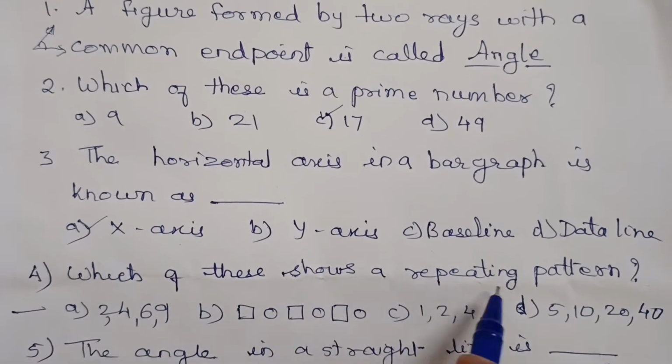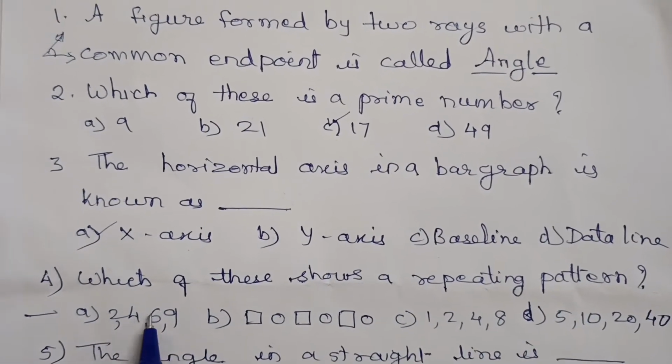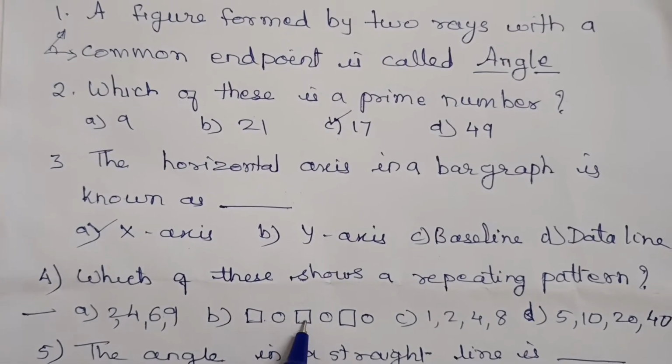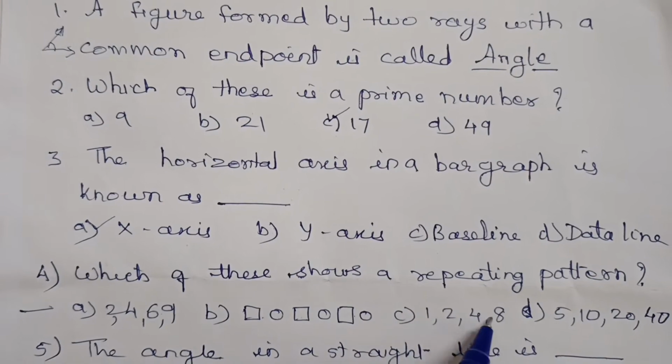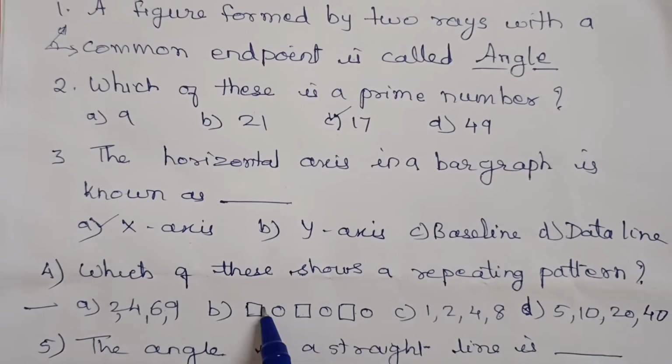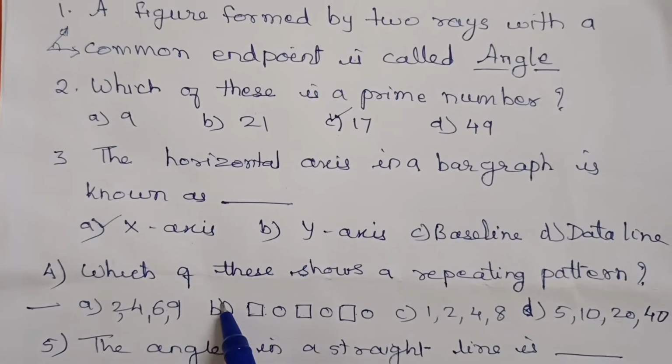Which of these shows a repeating pattern? Here 2, 4, 6, 9. Here square, circle, square, circle, square, circle. Here 1, 2, 3, 4, 8, 5, 10, 20. So repeating pattern is option B.